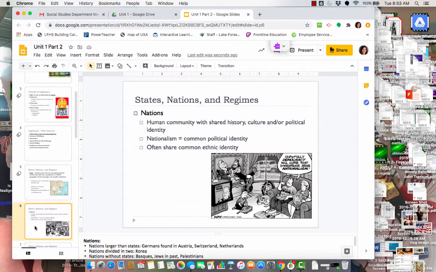So what's a nation then? A nation sometimes overlaps with a state, sometimes doesn't. A nation is a human community with a shared history, culture, and or political identity.